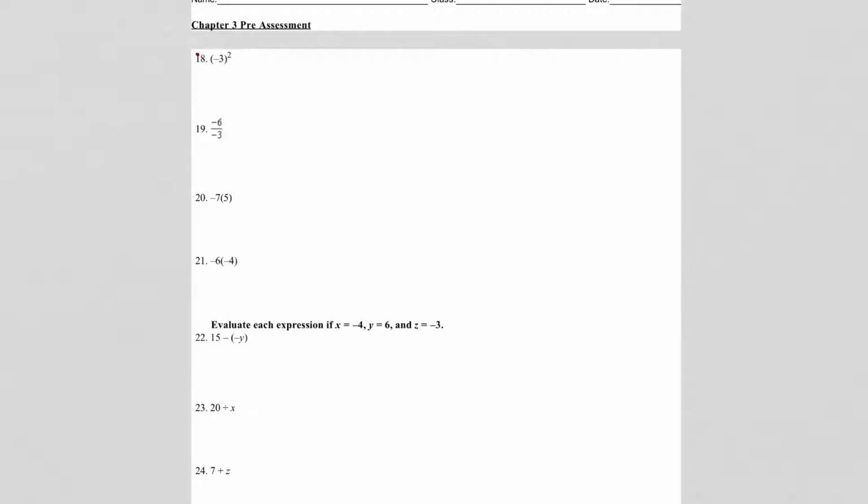Let's get rid of that. Alright, number 18 says negative 3 to the second power. Since we have an exponent, it tells us to write everything that's in parentheses, in this case, 2 times. As you can see right here, the exponent tells you how many times to write the negative 3.